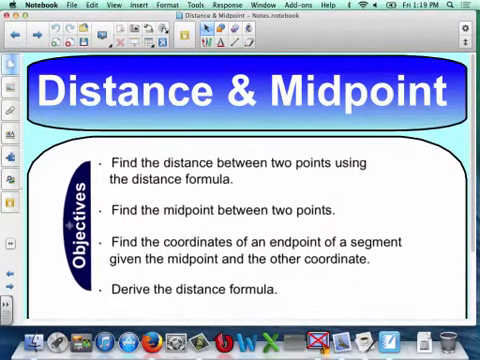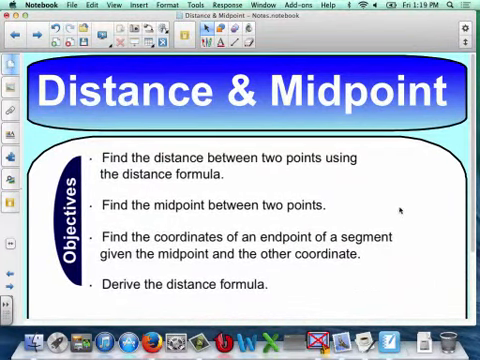Here's what you're going to be asked to do today. Find the distance between 2 points using the distance formula. Also find the midpoint between 2 points using that formula. The third one, if you can count, you can do this. The directions make it sound like this is a really complex setup. The book makes it even worse. But if you just stop and think about it logically, if you can count, you can do that third objective. I'll show you how to do that.